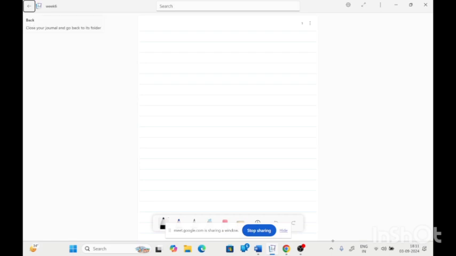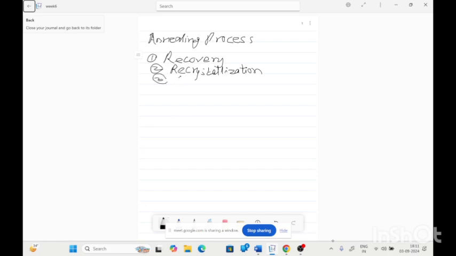So, in week 5 lectures, we studied about the annealing process. In the annealing process, three types of mechanisms are there. First is recovery, second is recrystallization, and third is grain growth.